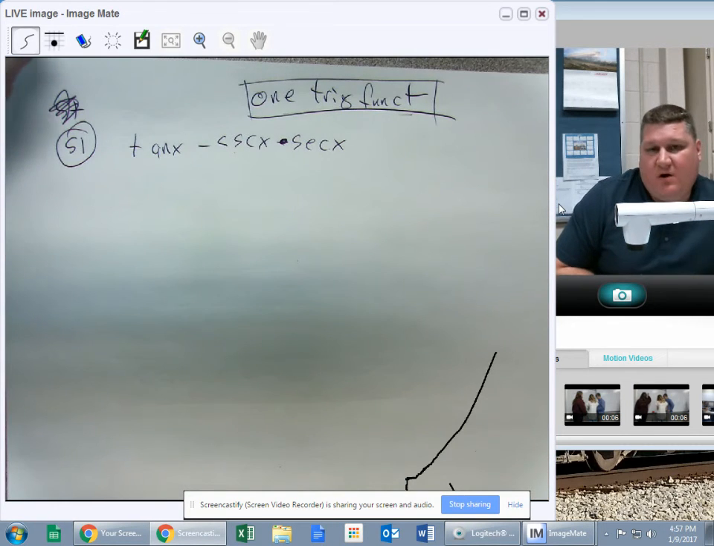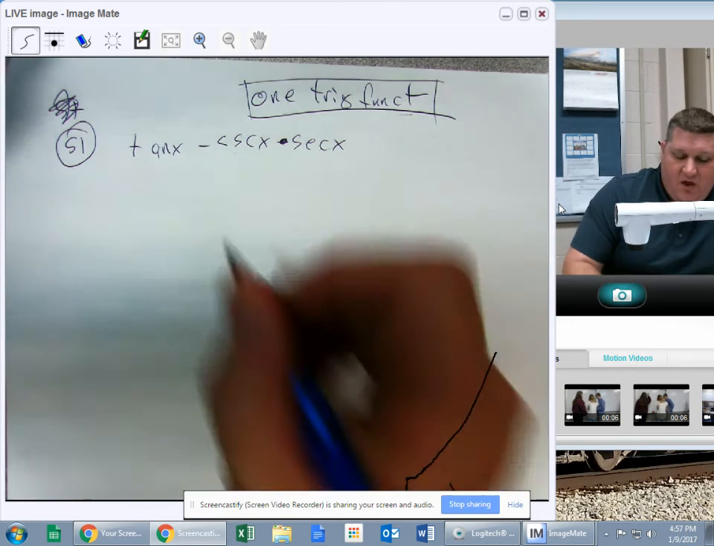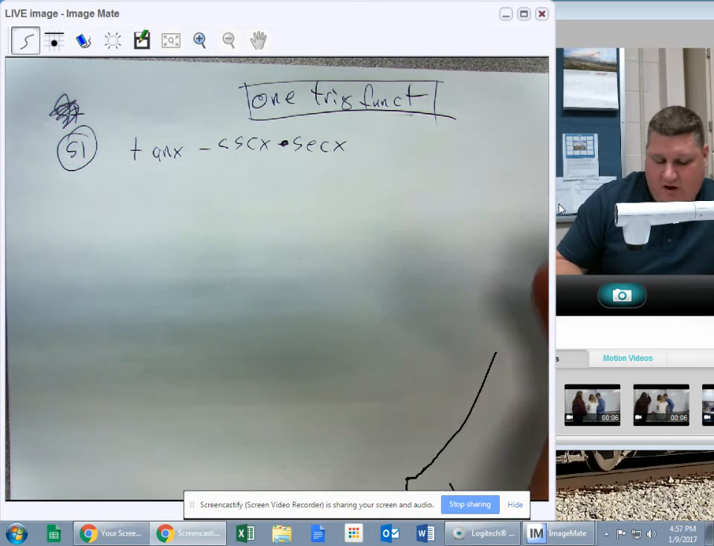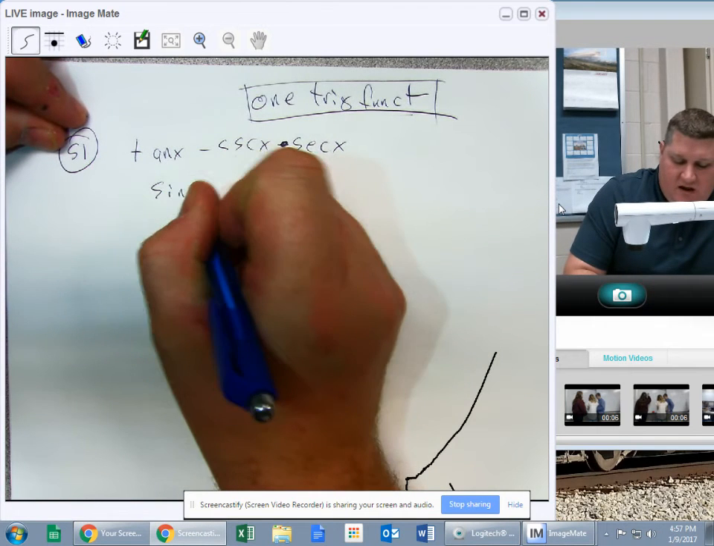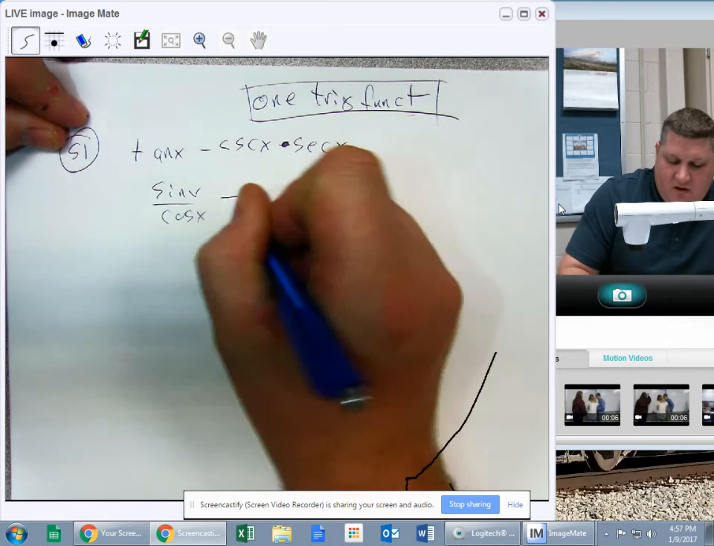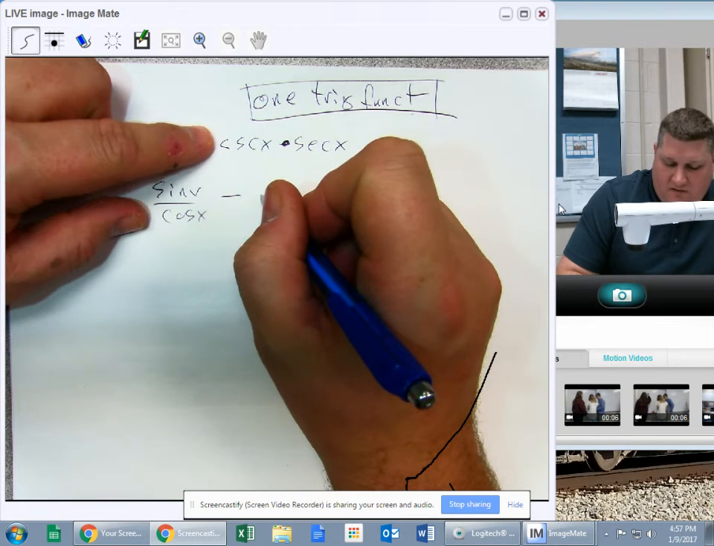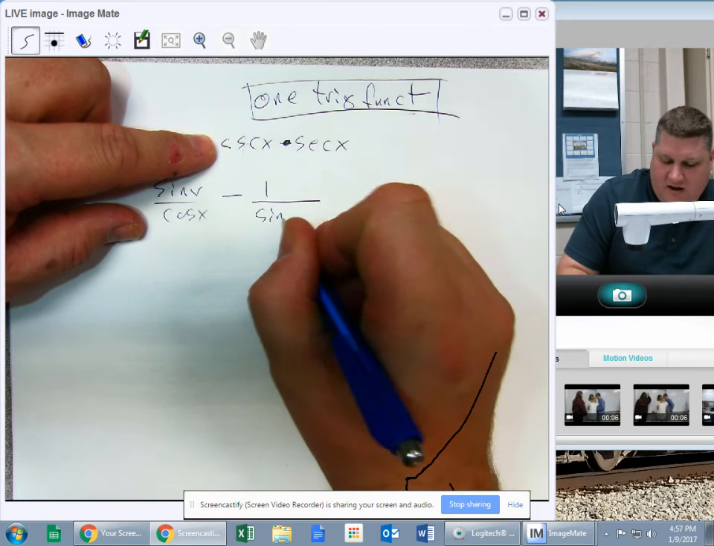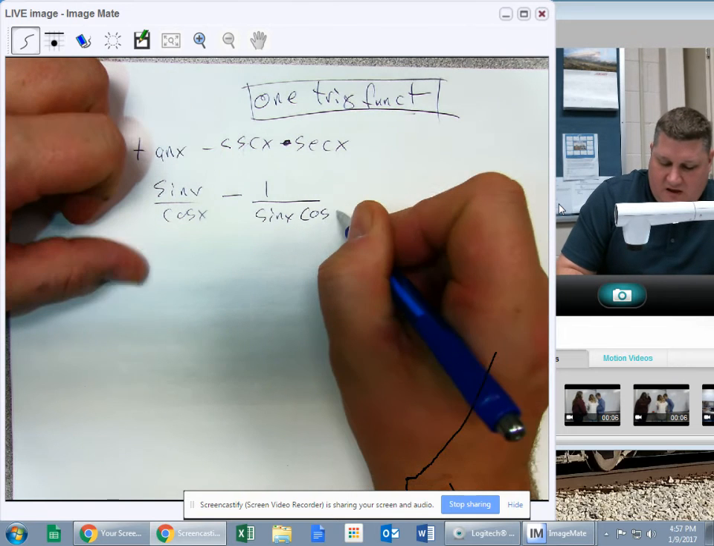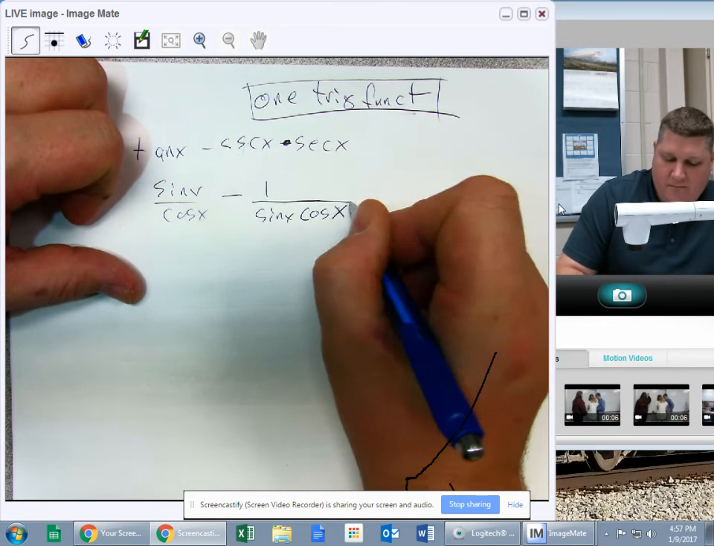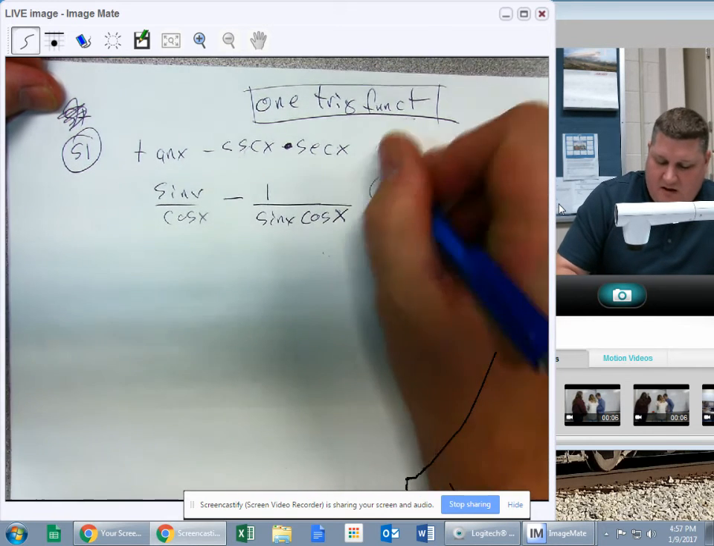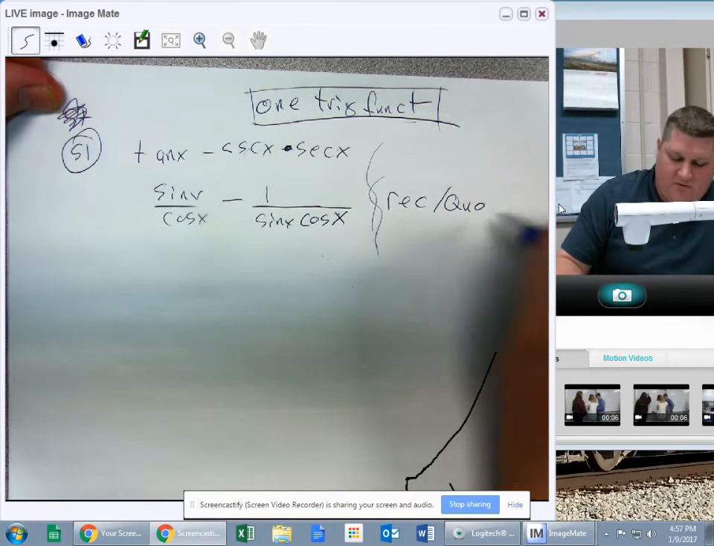Now, if I were going to change to the same trig function, I would think the easiest thing to do in the world is change everything to sines and cosines, mainly because I know my sine and cosine identities the best. So let's go sine x over cosine x minus, let's see here, that would be 1 over, and cosecant goes down as sine x, secant is, cosine x, sorry. So that turns into this by reciprocal property and quotient property.